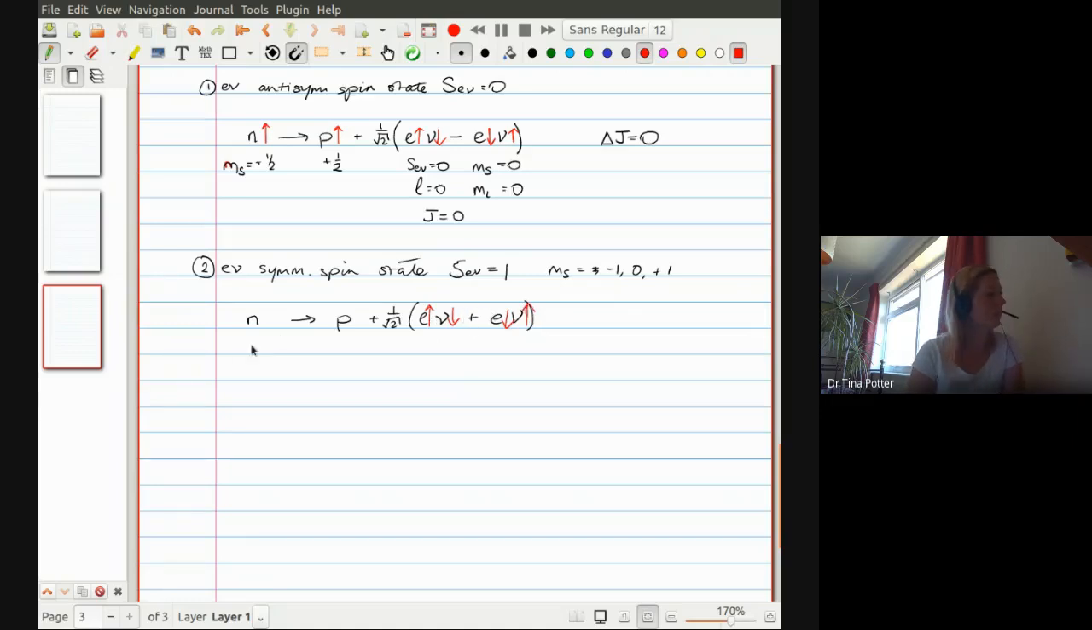Here we've got the symmetric possibility. If we start off with a neutron pointing upwards, we're also going to have a proton in the same direction. So again, ms equals a half here. We're looking at S_eν equals 1, and an ms equals 1 for our electron and neutrino state, from an L equals 0 and an ML equals 0. Therefore, this proton has to be ms equals plus a half. So again, here we're going to have delta J equals 0.